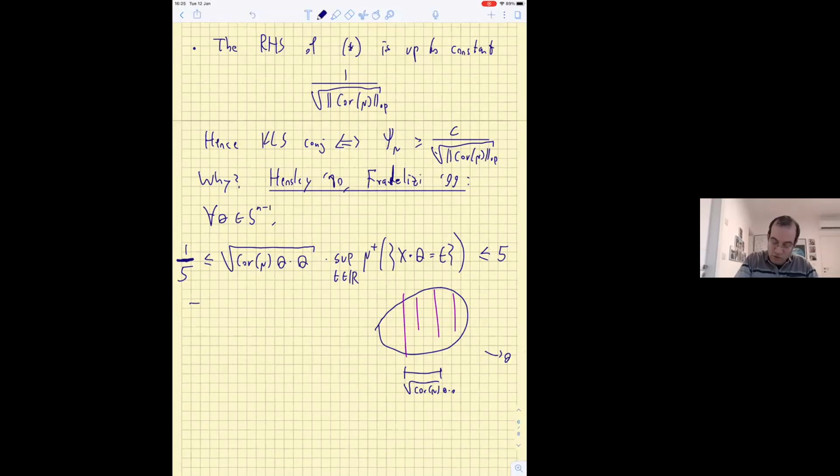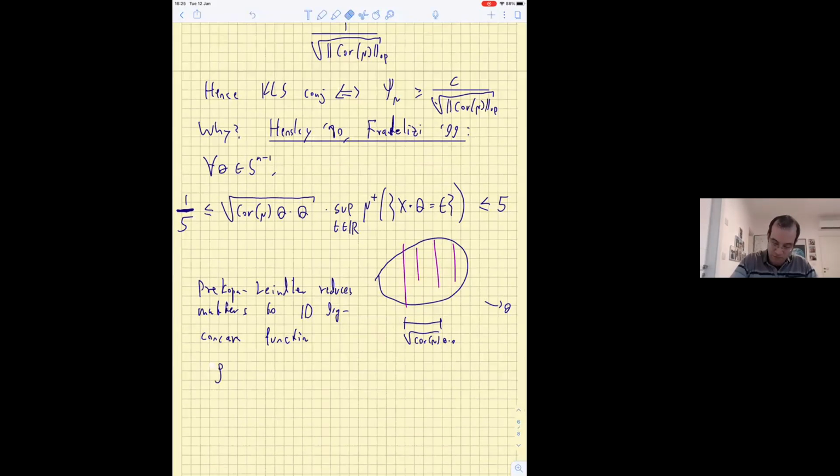I will not prove this. It's a classical thing, I prove it in my class. This follows from Prekopa-Leindler, at least it reduces matters to one-dimensional log-concave measures, to 1D log-concave functions. If you look at the function p_0 of t, which is the integral of p on the hyperplane x dot theta equals t, it is log-concave, and everything is expressed in terms of this function. So this is why it is true.